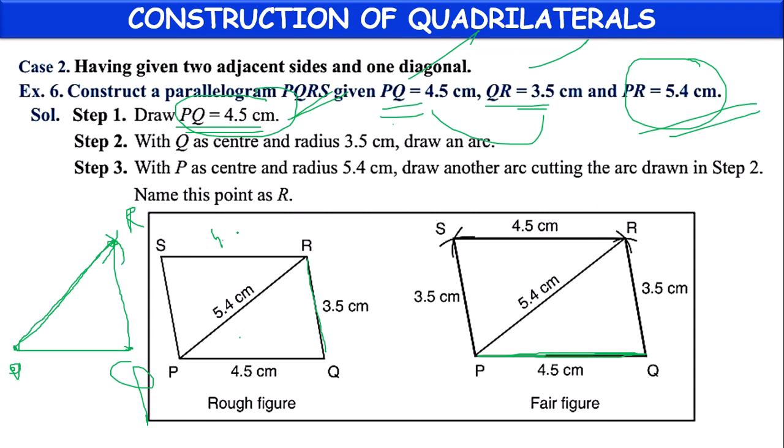Now the opposite side is also equal to 4.5 cm, and this one is equal to 3.5 cm. From R with 4.5 cm, draw an arc. With 3.5 cm from P, cut this arc. Let this point be S. Now join these points. In this way, we will get a parallelogram when two adjacent sides and one diagonal are given.